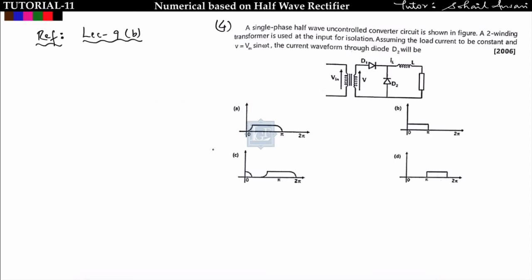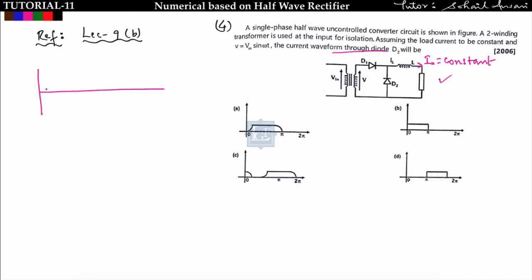Now see the next question. A single phase half wave uncontrolled converter circuit is shown in the figure. A two winding transformer is used at the input for isolation, assuming the load current to be constant. Here I naught is constant, hence the load current is continuous, and v is equal to Vm sin omega t. Input is AC. We have to find the current waveform through diode D2.